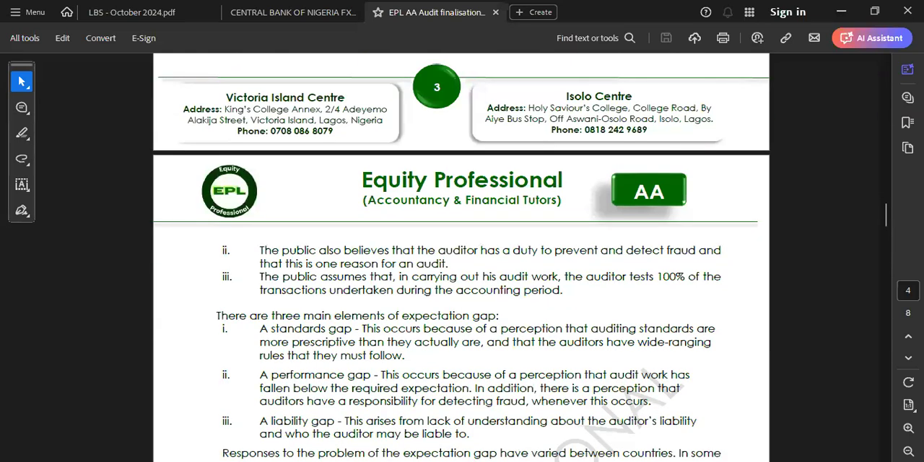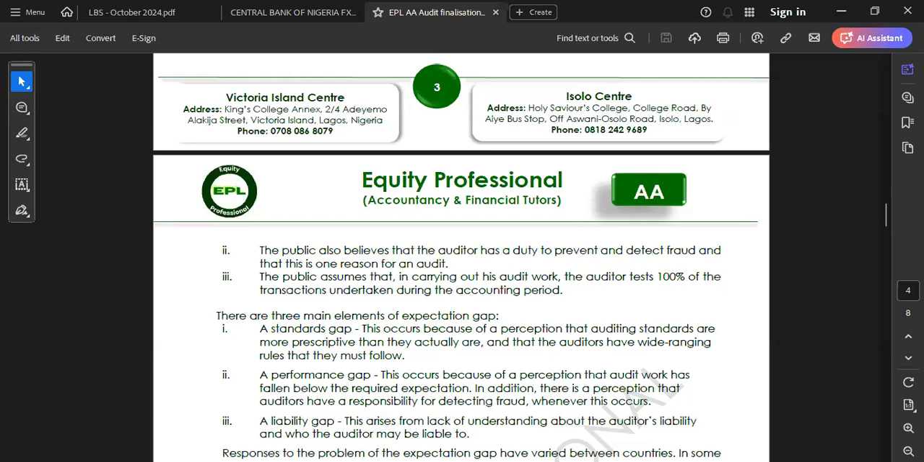And this gap can be best summarized under three types. The first one is standard gap. This means that there is a perception that audit standards are more prescriptive than they are, meaning that audit standards are not wide. A lot of people believe that when you talk about ISA 550, ISA 450, ISA 350, they are limiting, that they are not covering enough areas as they should. So because they are not covering enough area, then it makes audit not effective. And that's why a lot of people are saying that audit is not effective, because the standard is limited. So they believe that the audit standard is the reason why the public have this wrong view about audit.